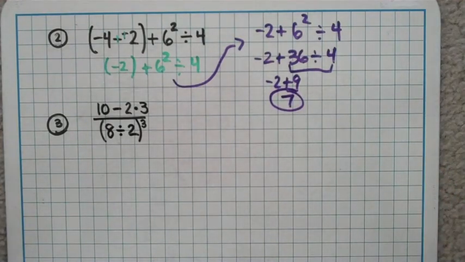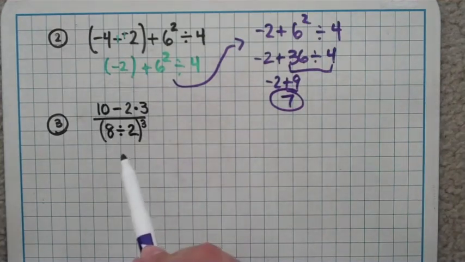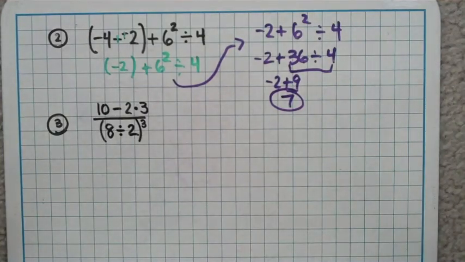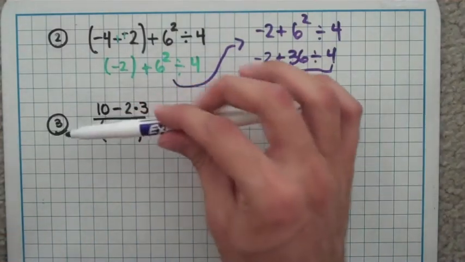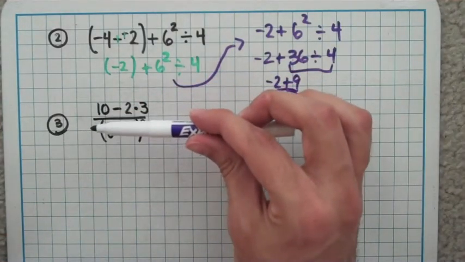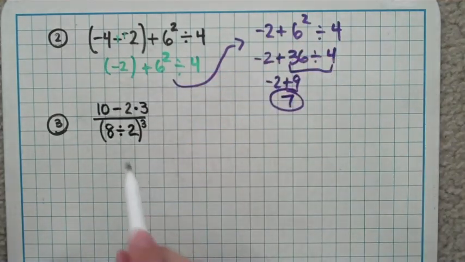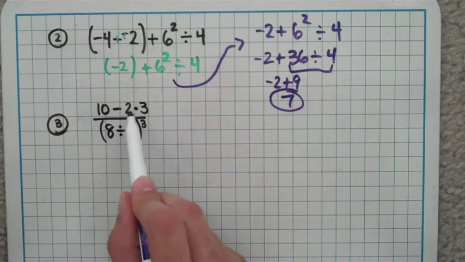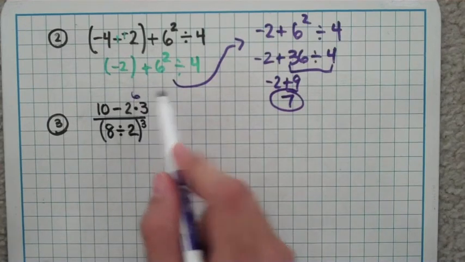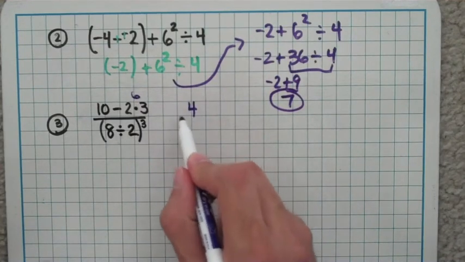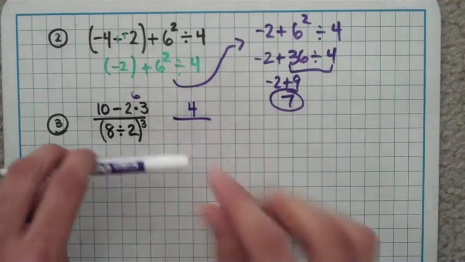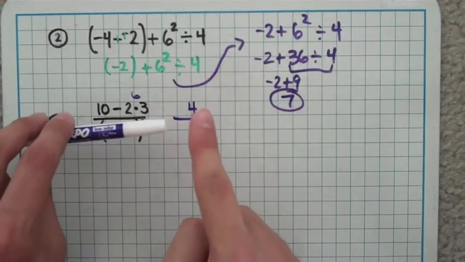On my last problem here, when you see a big fraction, like you do right here, we have a numerator and a denominator. Treat your numerator and denominator like 2 totally separate problems. I'm going to deal with just my top for a second, ignoring the bottom part that I've covered up, and I'll do the same thing down there later. So up top, 10 minus 2 times 3, so that's 10 minus 6. My top is just a 4.